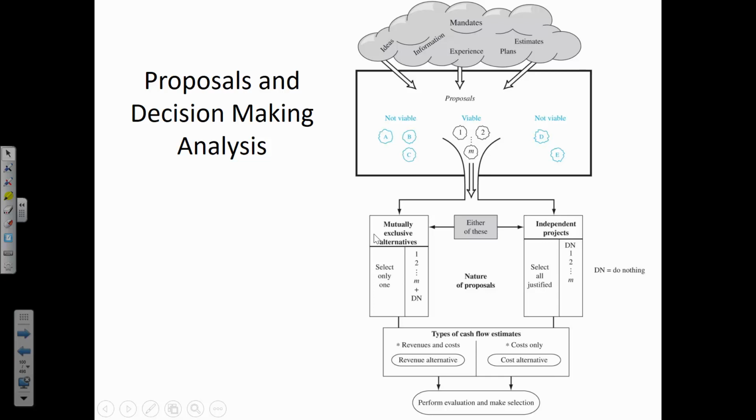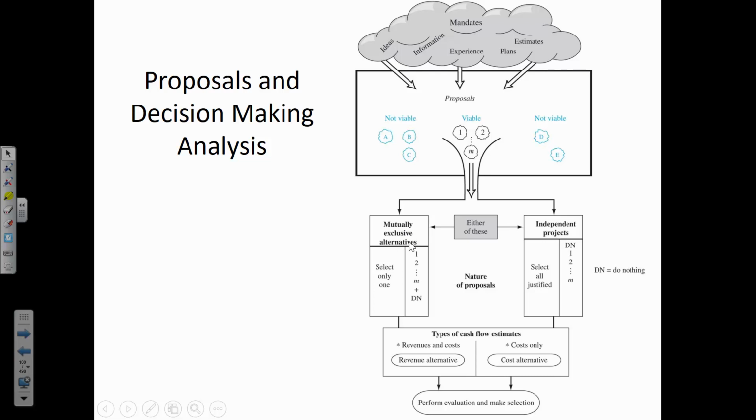I guess you could go to all of them and just spend a little bit of time in each. But mutually exclusive alternatives are those where you can only select one of the options, whereas an independent project is a project where, as long as you have the resources to implement it, you can choose all that are justified. We're going to learn tools to help us analyze both independent and mutually exclusive.